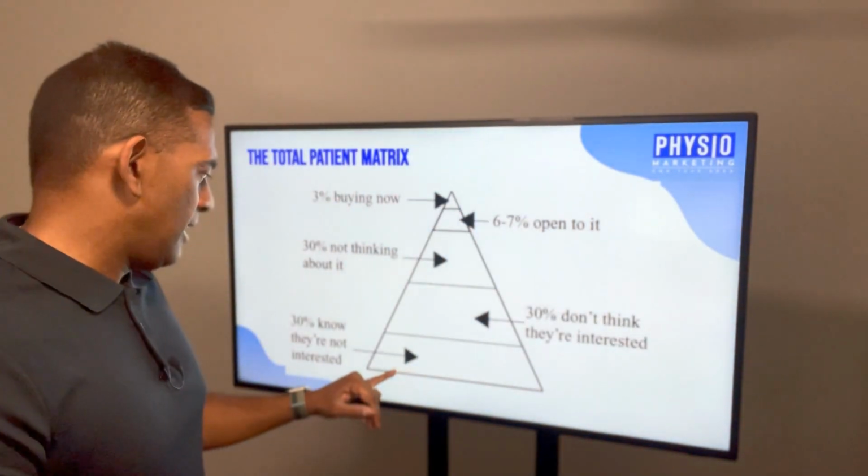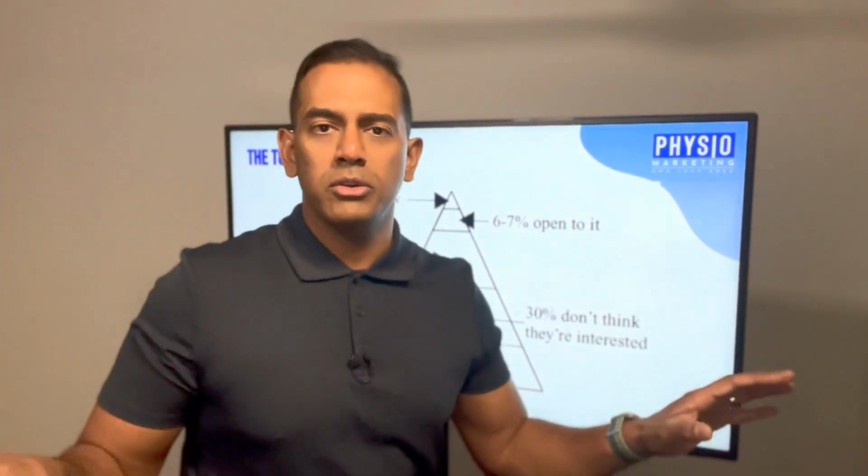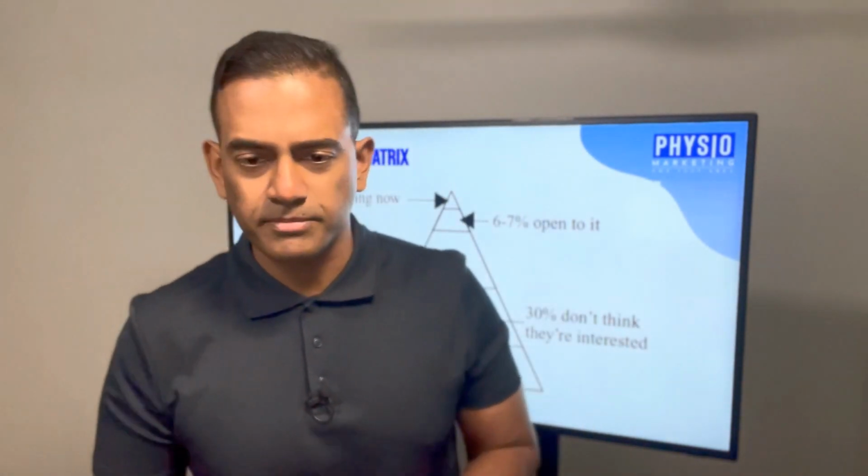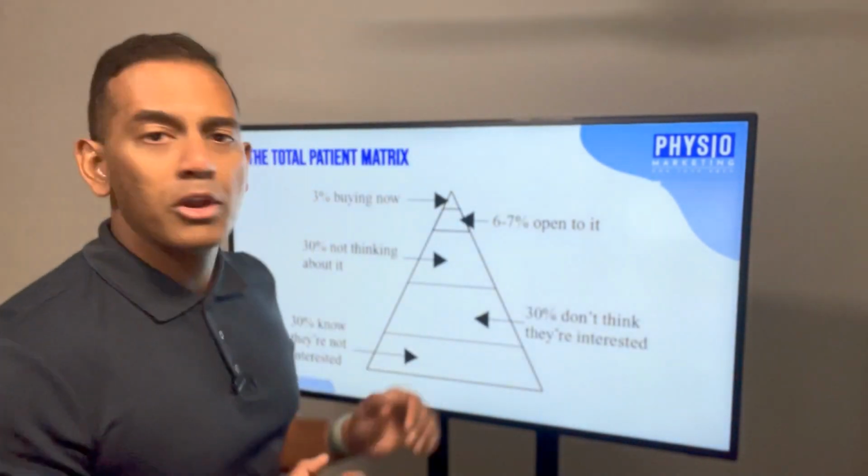And the last 30% are the ones you need to forget about. They know they're not interested. They're not the people you want to go for. Forget about them. So you only have about 70% of people that you can really look at. Just keep that in mind, the total patient matrix, as you are doing marketing to really grow your practice. And it is important to have the right messaging for each level of that matrix.